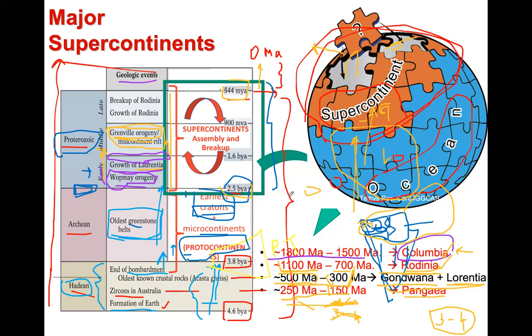I will show you the world map of that time, right? In a short while later, right? So anyway, this was happening, and we call it assembly and breakup of supercontinents. Assembly and breakup. Assembly means the formation of that, or amalgamation also is another term.